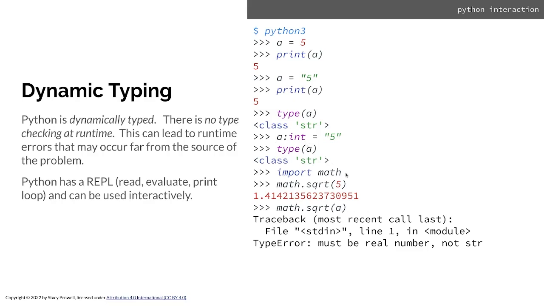I can import the math package. This is how you bring a new package in with import. And now I can ask it what the square root of 5 is. It'll give me an answer. I can ask it what the square root of A is. What is A? A is a string, and what I'll get is an exception. And a Python exception comes out looking like this. In this case, it's a type error, and it says it must be a real number, not a string. Okay, good.